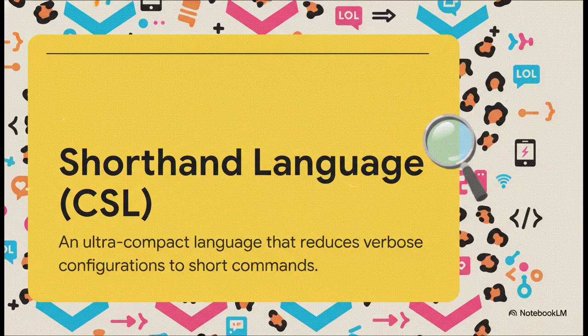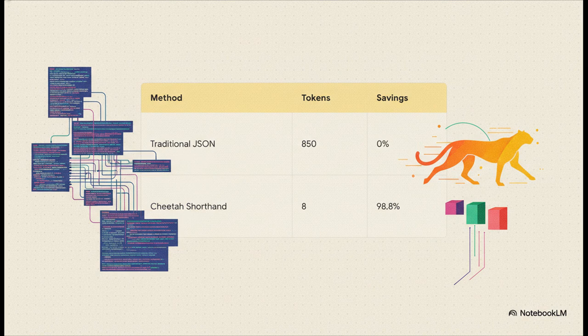First up, we've got the Cheetah Shorthand Language, or CSL. The easiest way to get this is to think about texting. Instead of typing out laughing out loud, you just type LOL. CSL is exactly that, but for describing incredibly complex pieces of software. And this right here shows you just how powerful that is. On the left, you've got a standard setup file, which takes a whopping 850 tokens of code to describe what you want. The Cheetah version on the right does the exact same thing in just 8 tokens. It's this compression that lets Cheetah work so unbelievably fast and cheap.